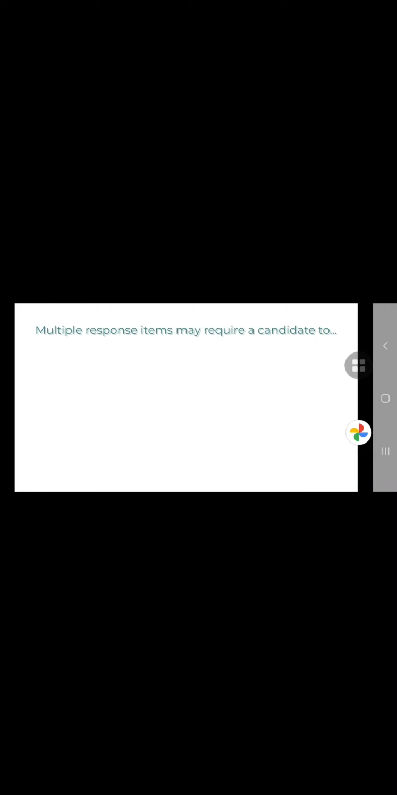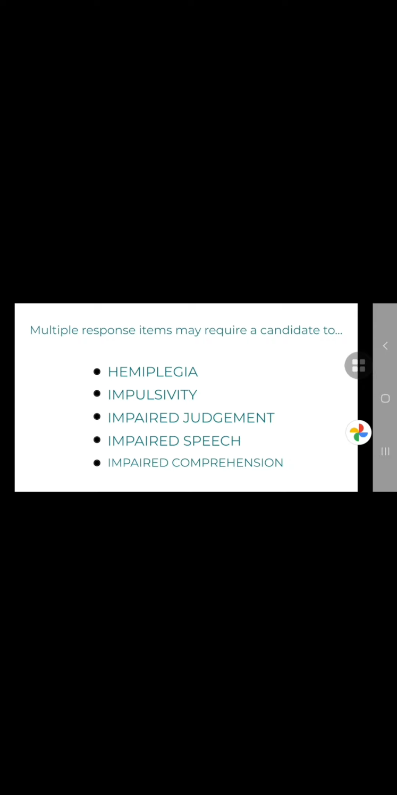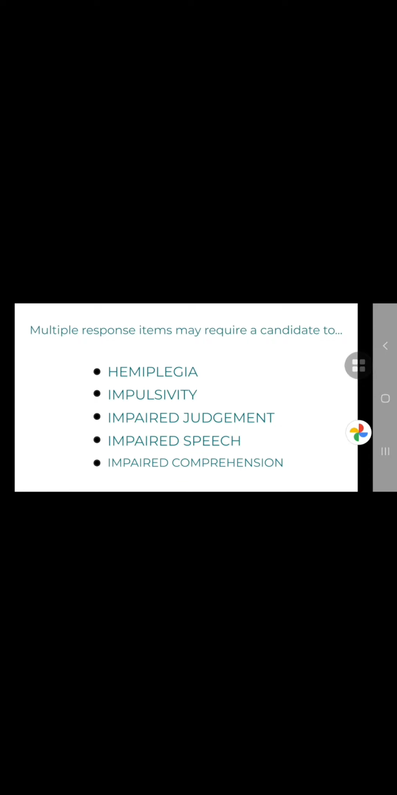According to the NCSBN, multiple response items can require a candidate to select a single correct response, have more than one correct response, or require all responses to be correct. So this is a change just since December. And before that, we told everybody, at least one of them is going to be wrong, at least 2 of them are going to be correct, and that's just not true anymore. But this is still okay. You should still treat the question exactly the same as you always have.